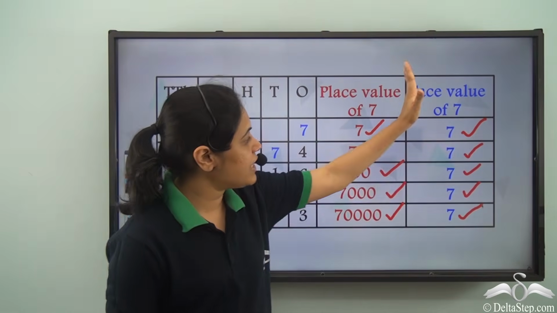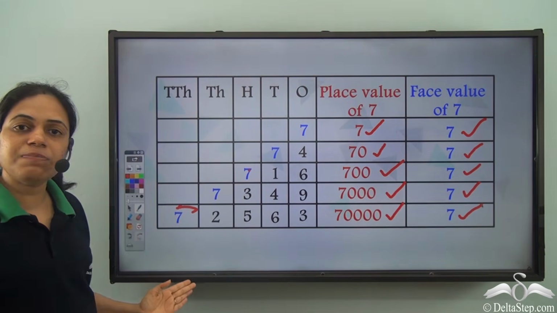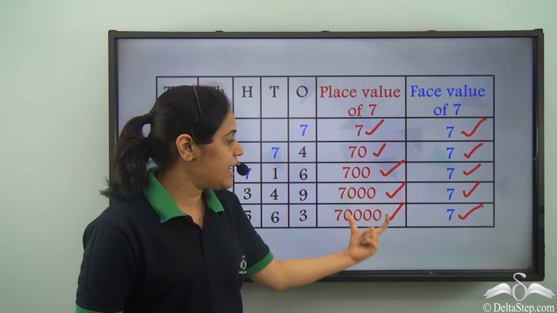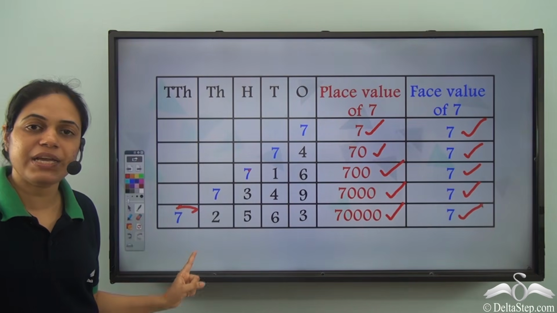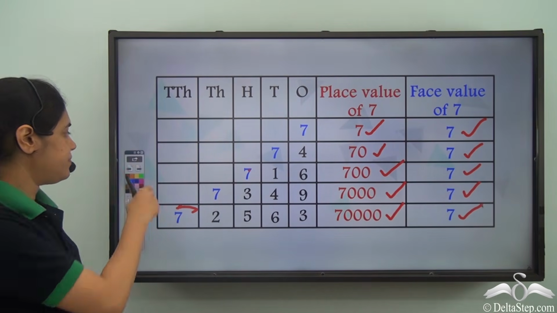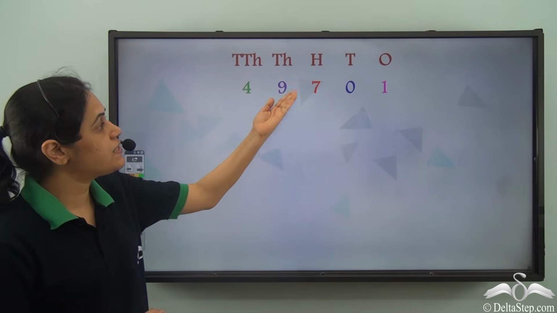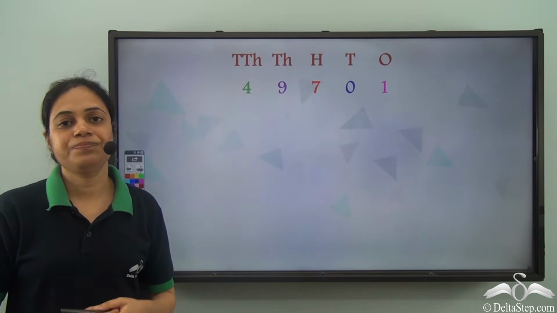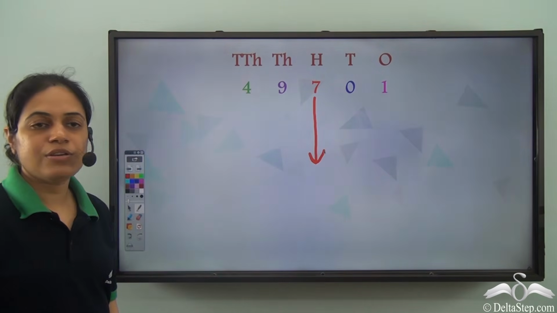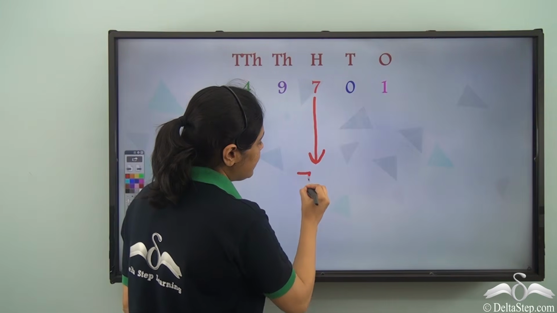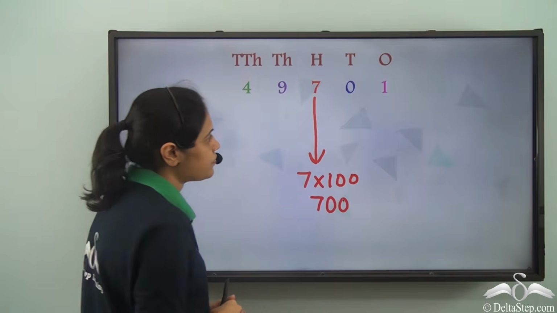So we see that the face value of 7 always remains 7 no matter where 7 is placed, but the place value keeps on changing depending where 7 is placed in the number. So now, can you find the place value of 7 in this number? In this number, 7 is in the hundreds place. So the place value will be 7 into 100. That is 700.